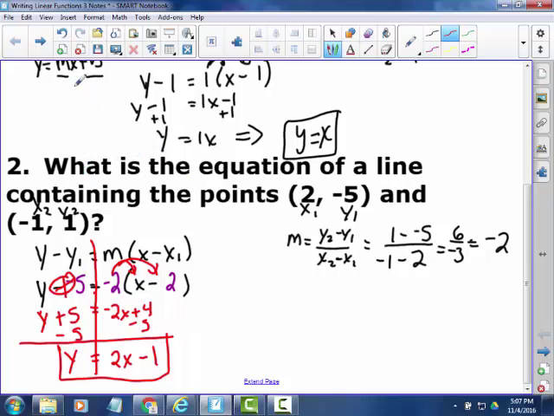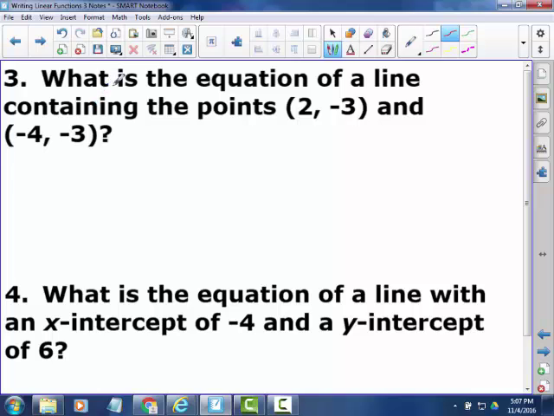All right, let's take a look at another one. What is the equation of a line containing the points (2, -3) and (-4, -3)? Okay. Again, neither of those points is the y-intercept. So I start off with y minus y1 equals m times x minus x1. I know I'm going to keep the y, the minus, the equals, and then the parentheses, x minus. Now I've got to find the other pieces of that.